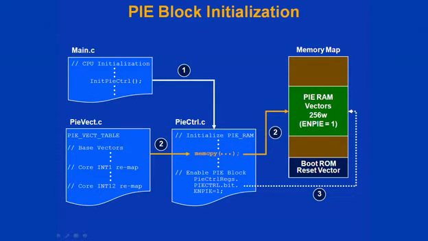The interrupt vector table, as mapped in the PIE interrupt assignment table, is located in the PieVect.c file. During initialization in main, we have a function call to PieControl.c. In this file, a memcpy function copies the interrupt vector table to the PIE RAM and then sets ENPIE to 1, enabling the PIE block. This process is done to set up the vectors for interrupts.